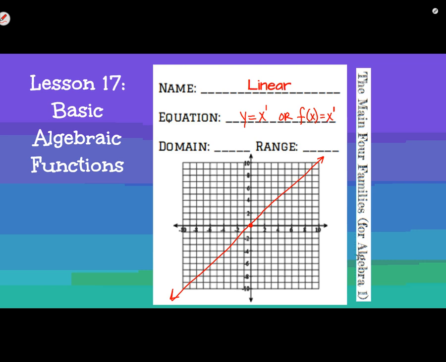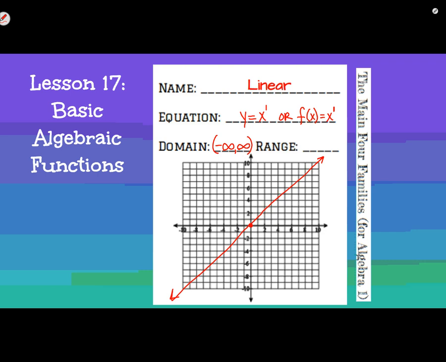All right, let's look at the domain. How far left can this function go? It goes to negative infinity. Negative infinity gets a parenthesis. How far right does this function go? It goes to positive infinity. Positive infinity gets a parenthesis. Now this is true for every linear function. The domain of every linear function is negative infinity to positive infinity. That's just how their family works.